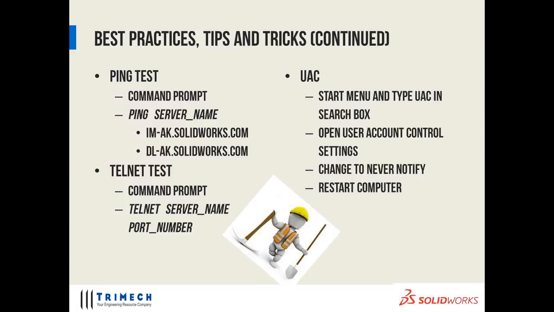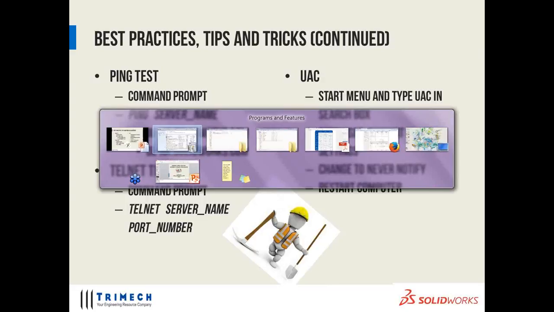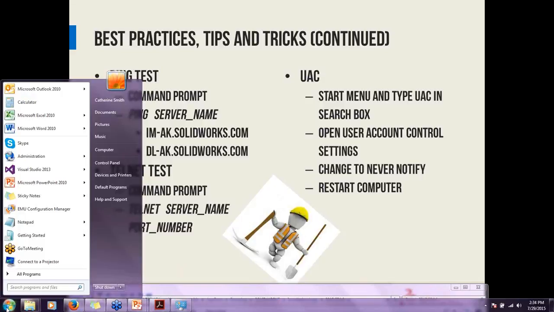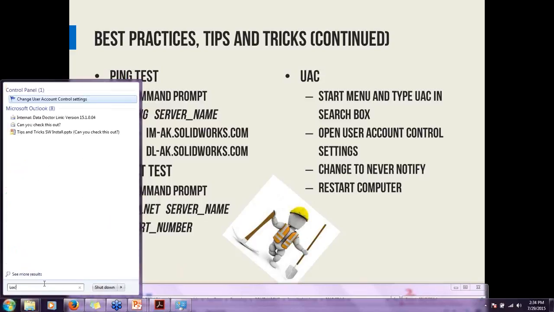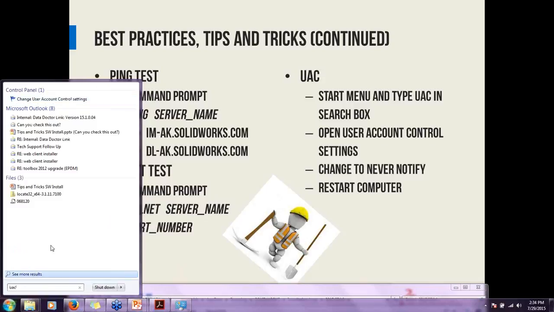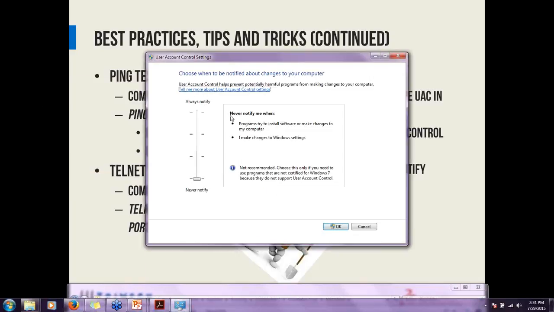It's definitely best to have those set to never notify. So how do I do that? Let me go ahead and jump on over, click on my Start menu, and in this search box, I simply need to type UAC. When I type UAC, you'll see it says Change User Account Control Settings. If I open this up, I always want this to be down here towards the bottom, Never Notify.